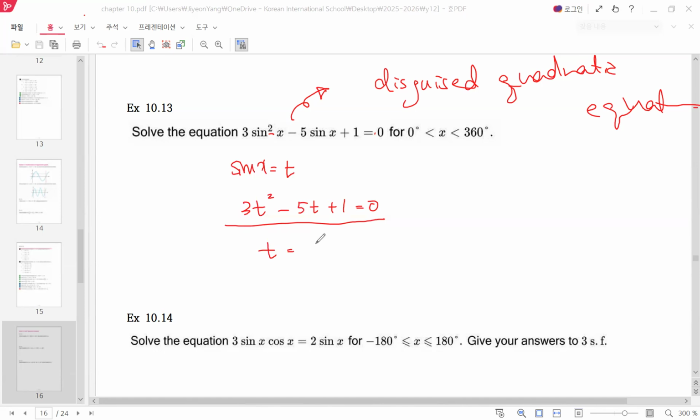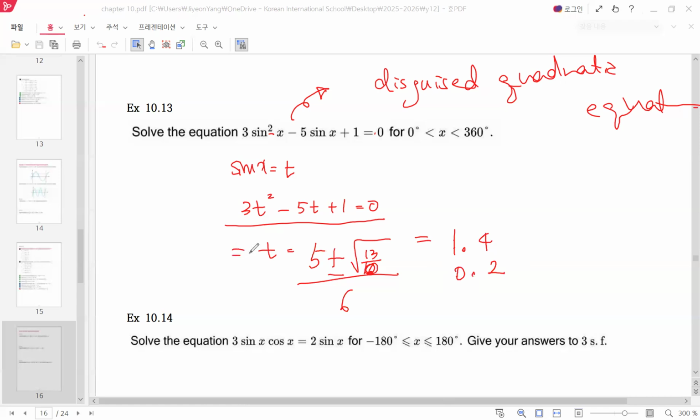5 plus or minus root 13, over 6. Over 6, yeah, okay. Students, please estimate this value. Okay, and then the other one is 0.2. Thank you so much.